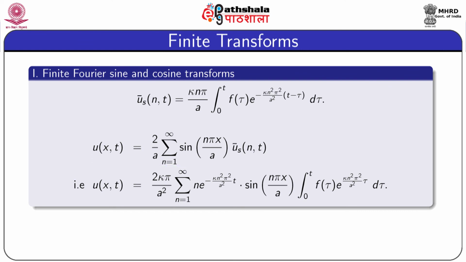Now substituting the value of u_s bar in the next line, our required solution is given here. u(x,t) equals 2 kappa pi by a square sum over n e to the power minus kappa n square pi square by a square into t into sine n pi x by a integration 0 to t f(tau) e to the power kappa n square pi square by a square into tau d tau.